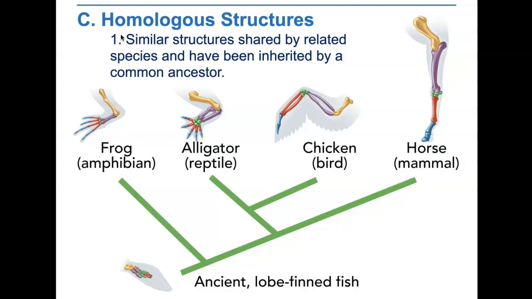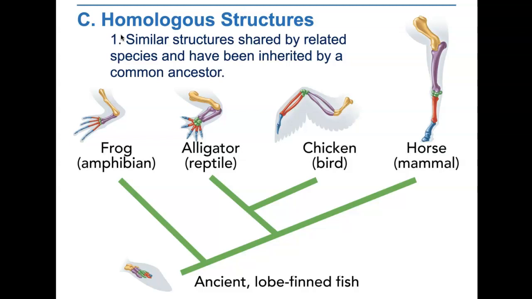Similar structures, like the bones of the vertebrate limbs, that are shared by related species and have been inherited from a common ancestor are called homologous structures. Evolutionary theory explains the existence of homologous structures adapted to different purposes as a result of descent with modification from a common ancestor.